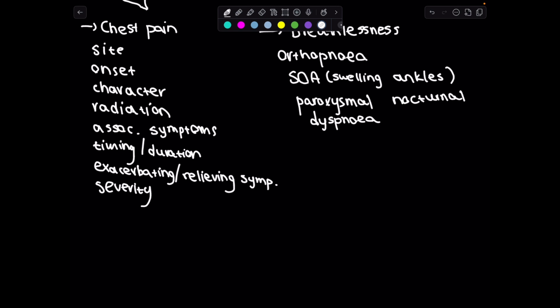Sputum: mucus coughed up from lungs. Yellow-green, purulent: bacterial infections, pneumonia, bronchiectasis. Clear, frothy: pulmonary edema, heart failure. Chronic, copious: COPD, cystic fibrosis. Cough: reflex to clear airways. Acute, productive, with sputum: pneumonia, bronchitis.